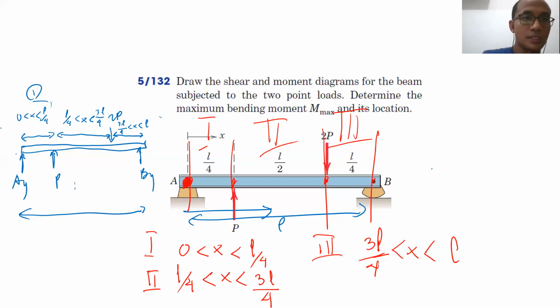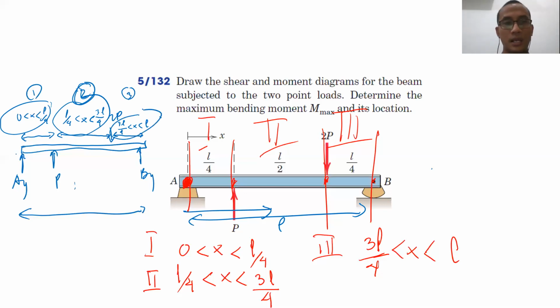The first equation is for this, the second equation is for this, and the third equation is for this. And if we combine them together, we will be able to find out the distributed internal force and distributed internal moment. And in order for us to know the equation for each region, region number 1, region number 2, region number 3, for example, we have to cut anywhere in that region.